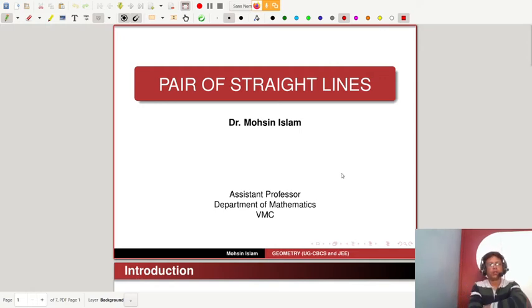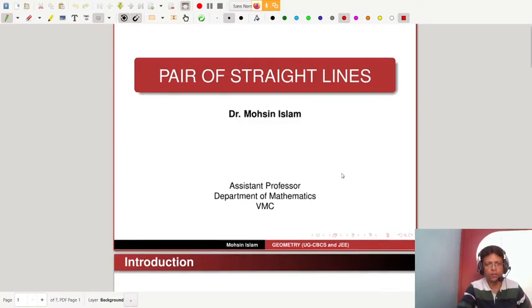Hello everyone. So today's topic is pair of straight lines. Another interesting topic in two-dimensional geometry. As we are discussing two-dimensional geometry, we have started our journey through transformation of rectangular Cartesian system. So in pair of straight lines, we are talking about two straight lines always.